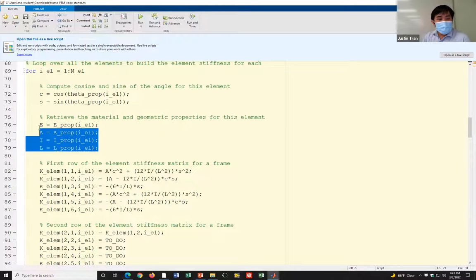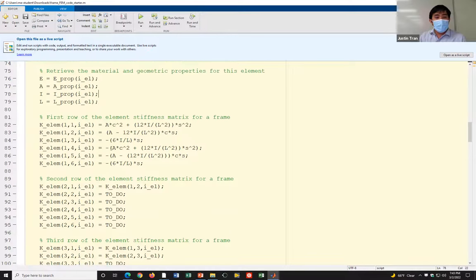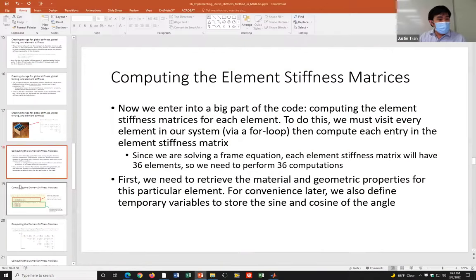And so the next thing I'm going to do is retrieve all the material properties. I'm going to retrieve the Young's modulus for this element. I'm going to retrieve the area for this element, the moment of inertia, as well as the length, okay? And I'm going to retrieve those from their respective data containers, okay? And now I'm going to start computing the element stiffness matrix, okay? And so let me go ahead and pull this up.